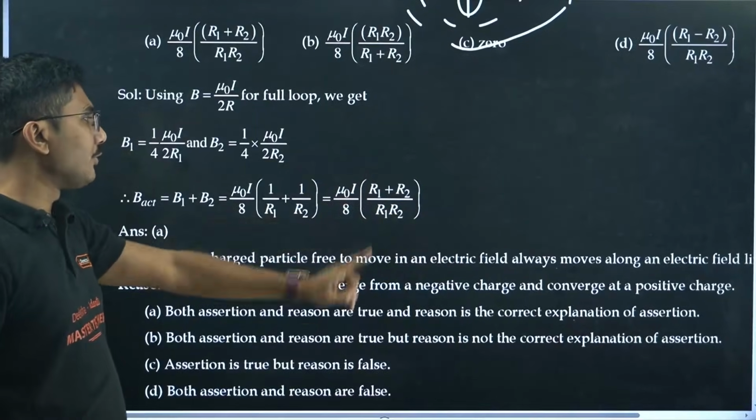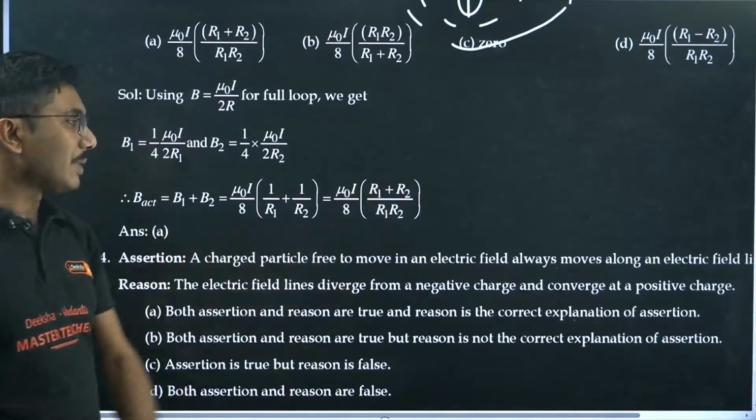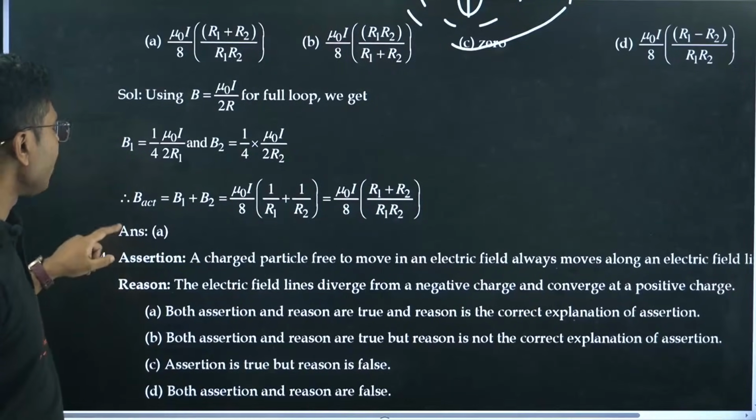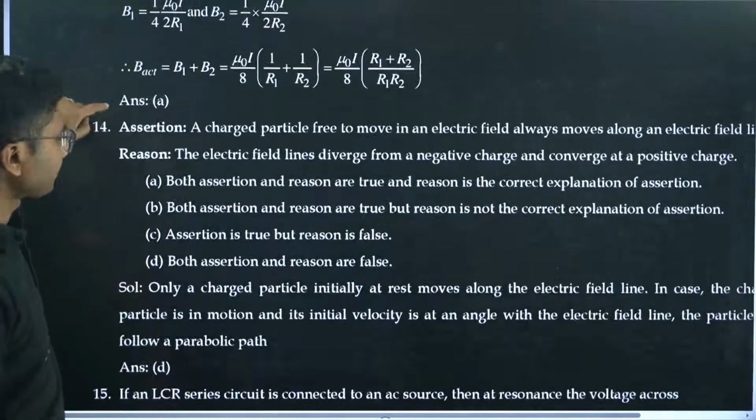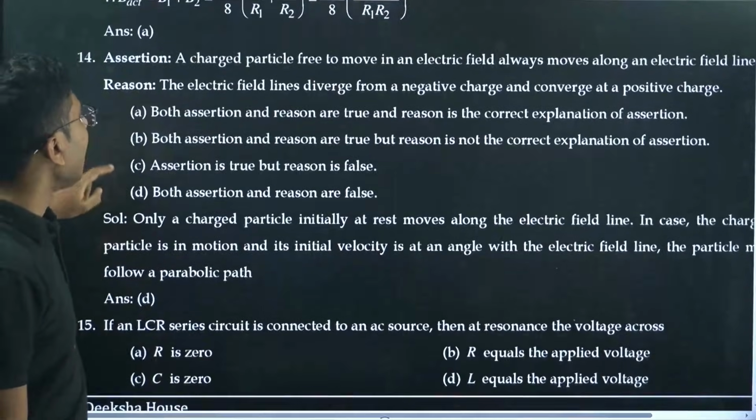Radiuses are different, so it will be mu naught I by 8 into (R1 plus R2) divided by R1 R2. So the correct answer is option A. Okay, mathematics, obviously you need to do the mathematics in some questions.